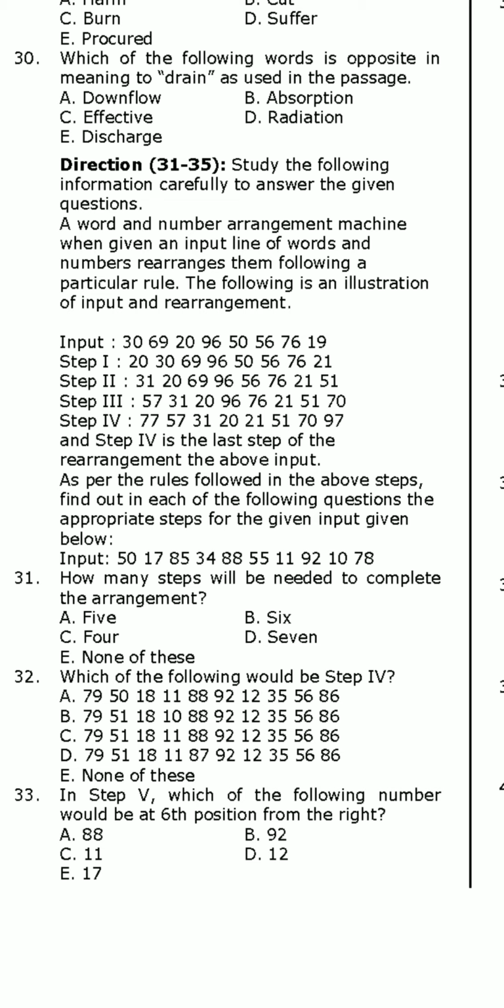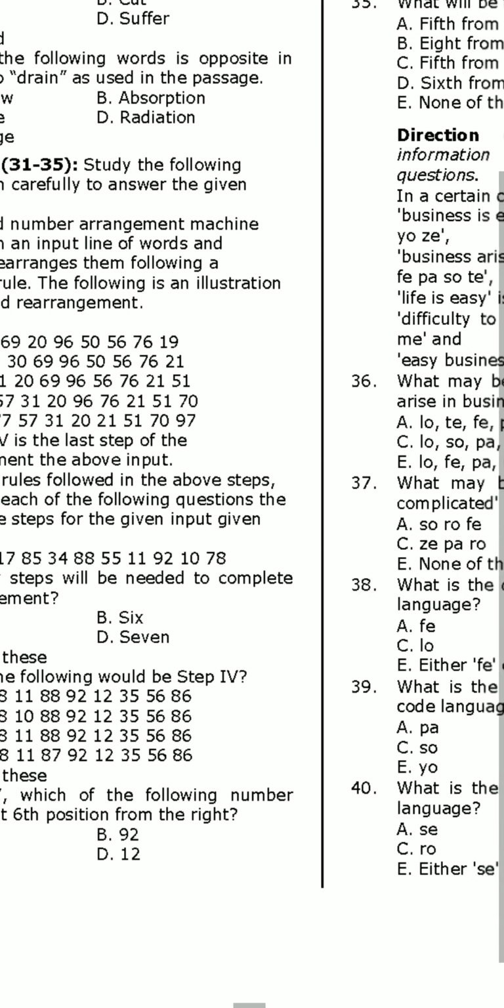As per the rules followed in the above steps, find out in each of the following questions the appropriate step for the given input given below. So now one more new input is given and we have to find the code for that, number code. Okay, this is little tough, but we will be discussing these kind of questions separately in our next videos. This is the type of question from 31 to 35. Let me also show 36 to 40 questions.